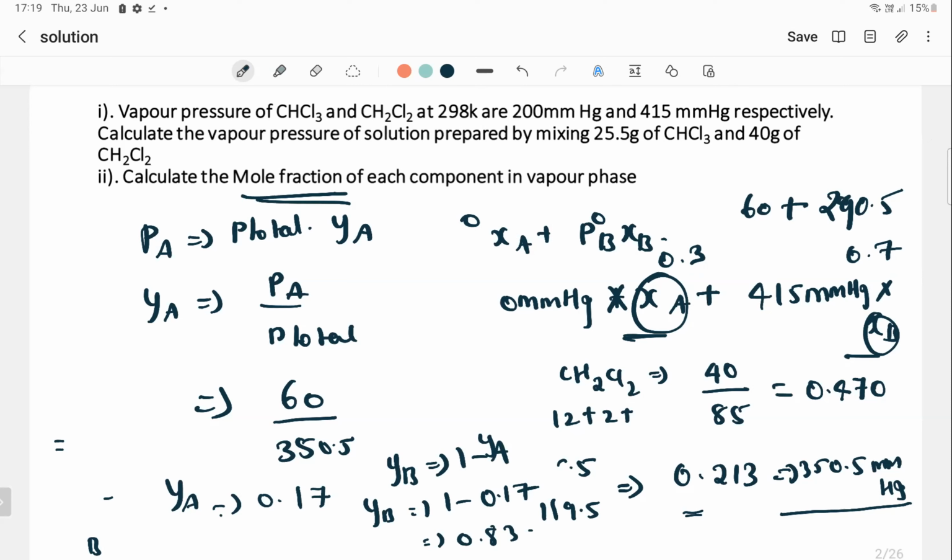Any confusions? See, do remember, vapor phase will always disclose vapor phase. Vapor phase is your formula. In solution, vapor phase of solution means P total is equal to PA plus PB. That is, P total is P naught A XA plus P naught B XB. Clear? Clear with this one?